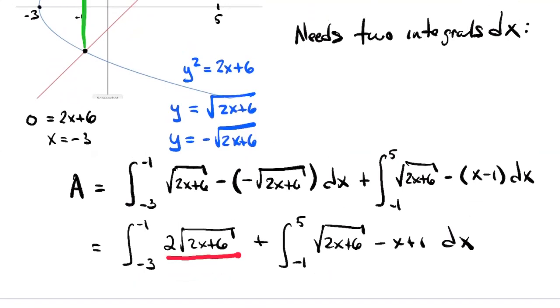One of them is going to be a u substitution. If you want a little hint, I would let u equal 2x plus 6. So that's just a square root. You're going to have to do that same substitution for this part of this integral, and the other ones you can just do term by term with the power rule.